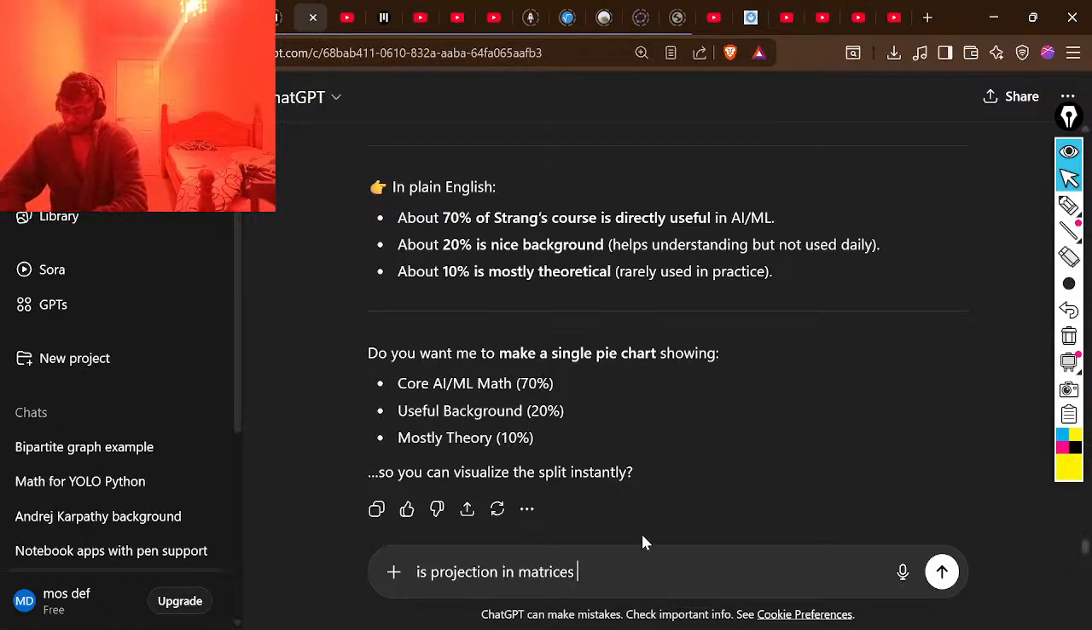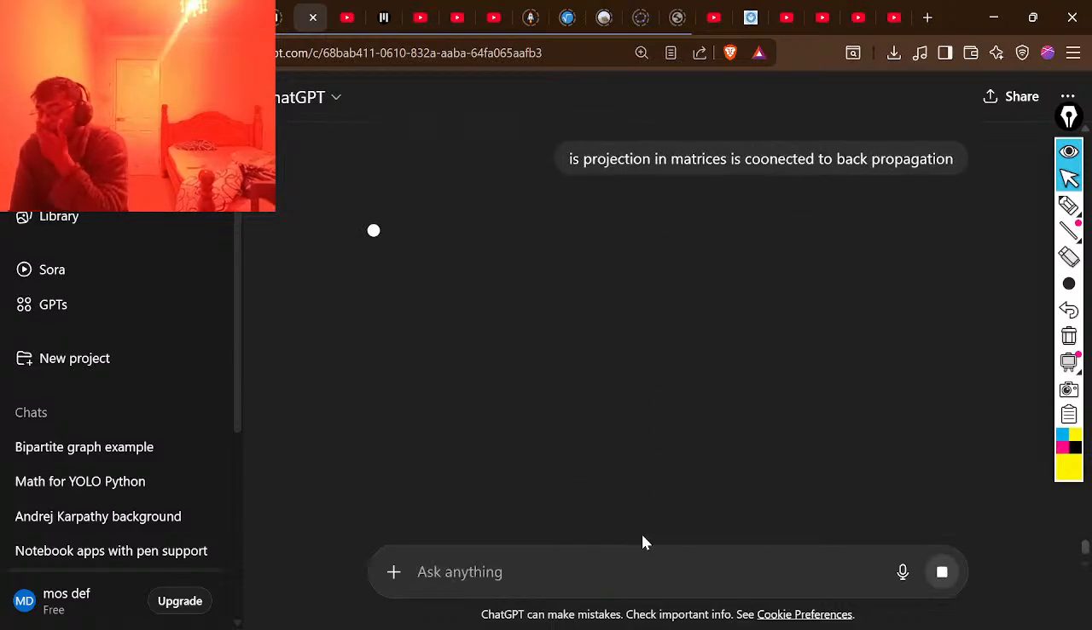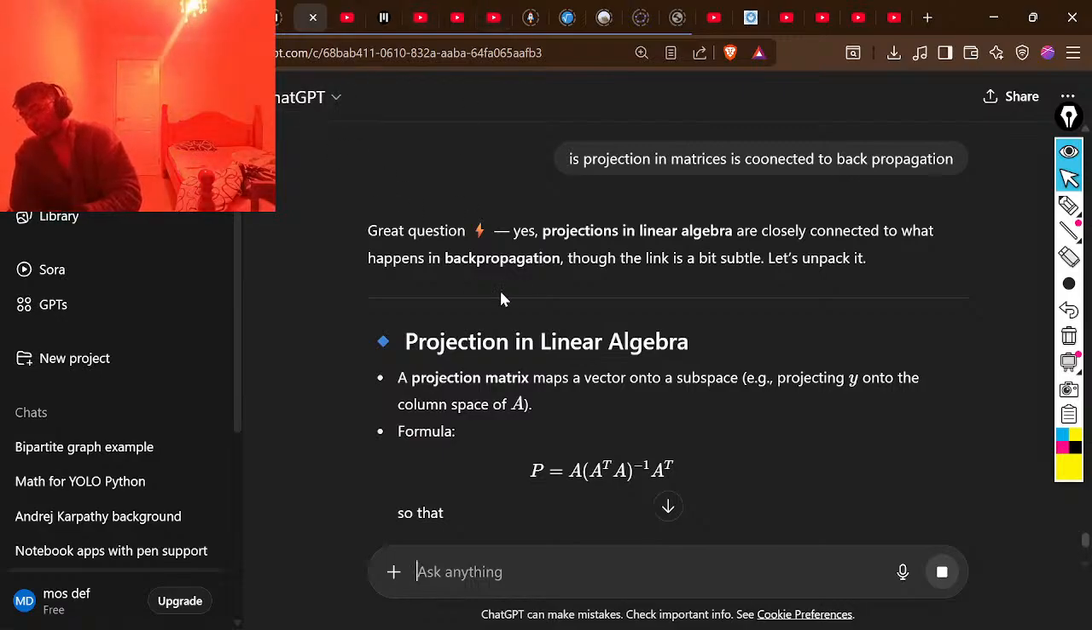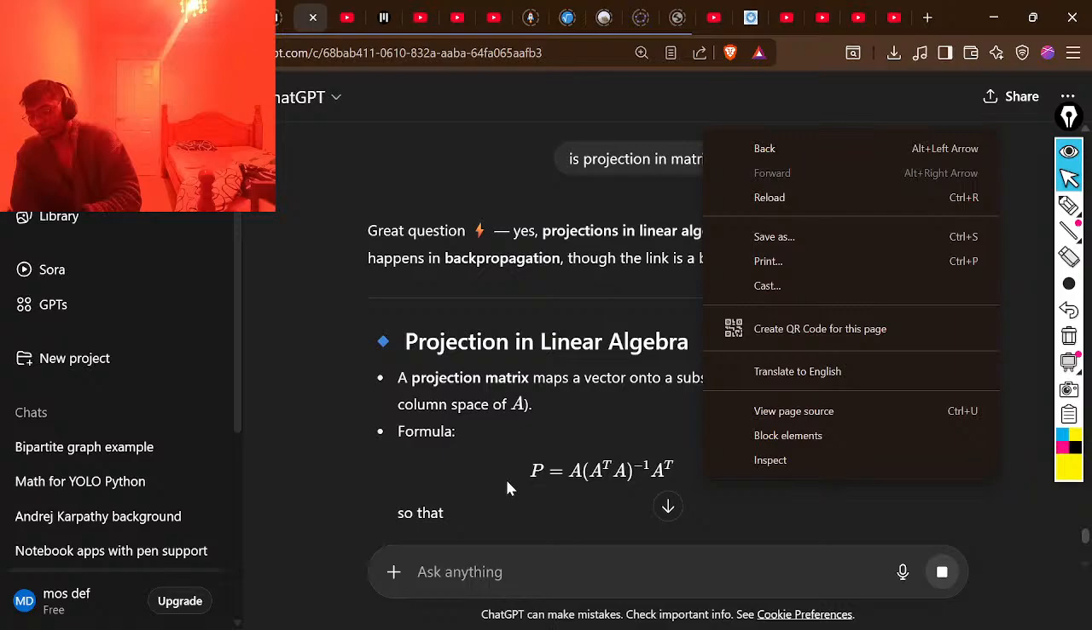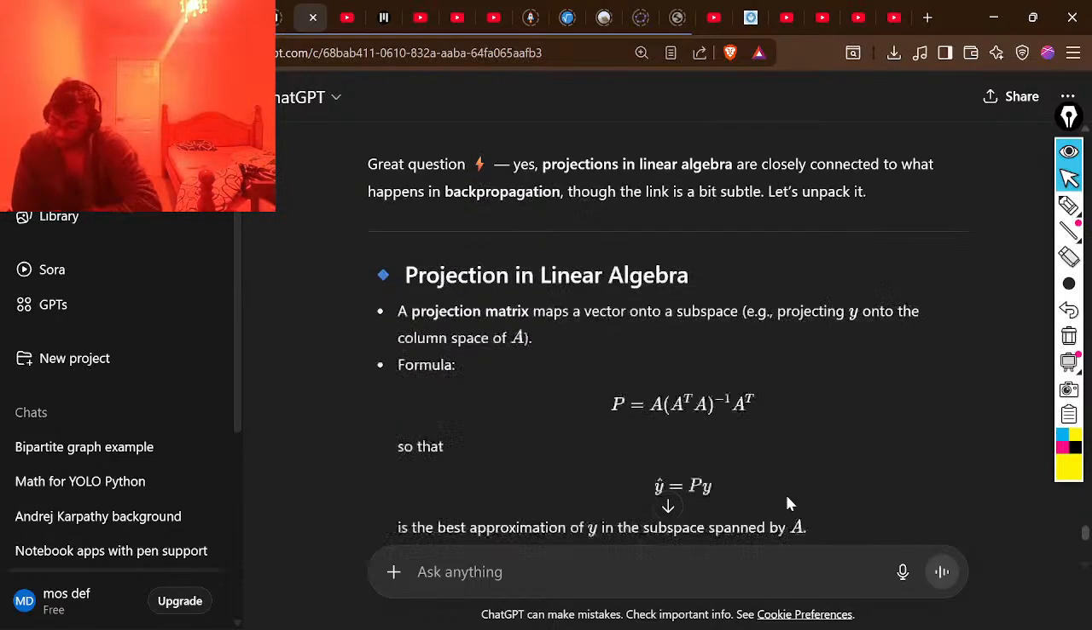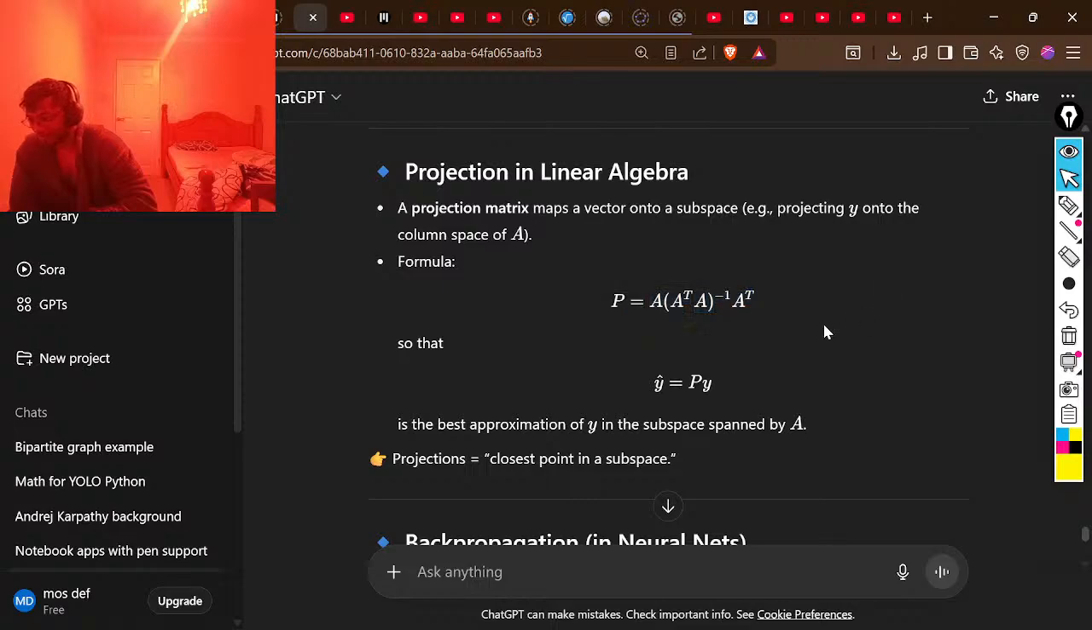Projection in matrices is connected to what? Back propagation. Projection and back propagation are closely connected, so I'd better know what this means by the end of it. What am I looking at? I didn't learn this one.